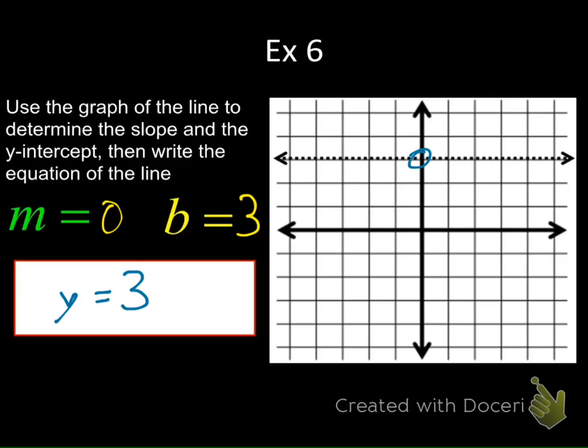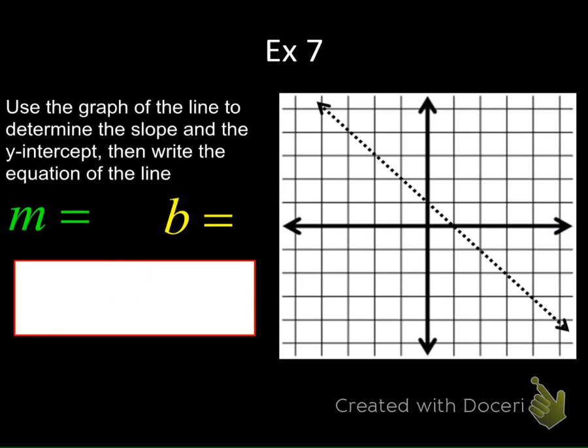Okay, that's it. Y equals 3. So that was kind of like example 3, when y equaled negative 3 over 2x, and we didn't have a y-intercept, right? Because it was 0. So this one, y equals 3, because there's no slope. Okay, example 7.